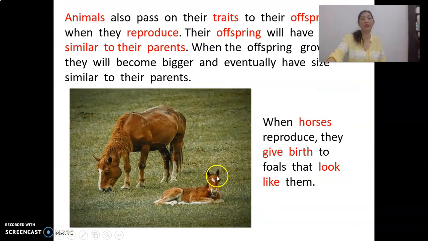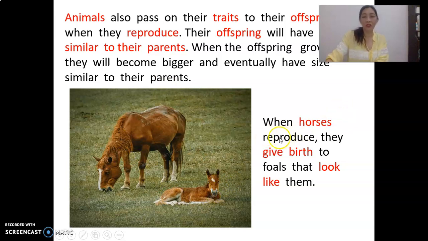So these animals are examples of being similar to their parents. Animals also pass on their traits to their offspring. This is the offspring. When they are produced, their offspring will have traits similar to their parents. So they are similar. And also they are similar in color. When the offspring grow up, they will become bigger and eventually have a size similar to their parents.